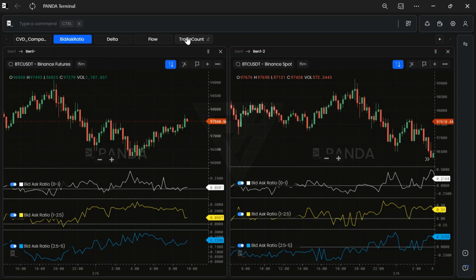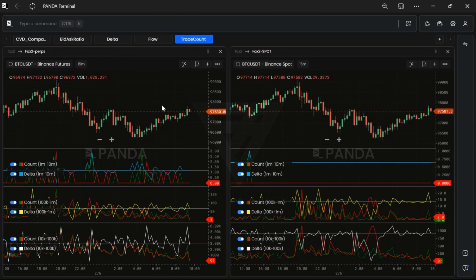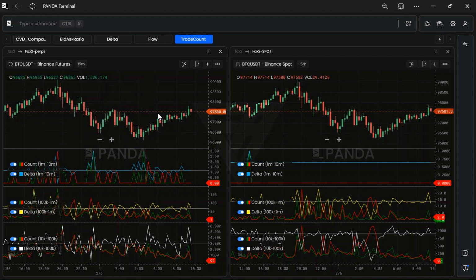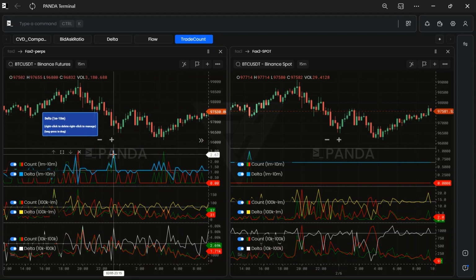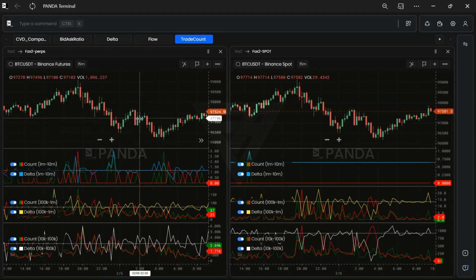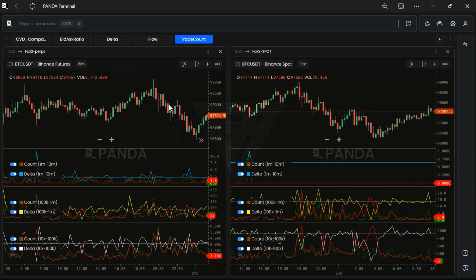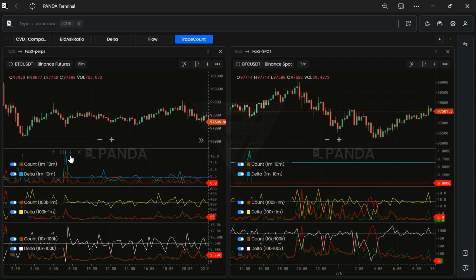The next dashboard we will look at is trade count. It shows both large buys and sells and also their delta. Positive delta and large buys show more buying interest and are bullish, while negative delta and large sells show selling pressure and are considered bearish.